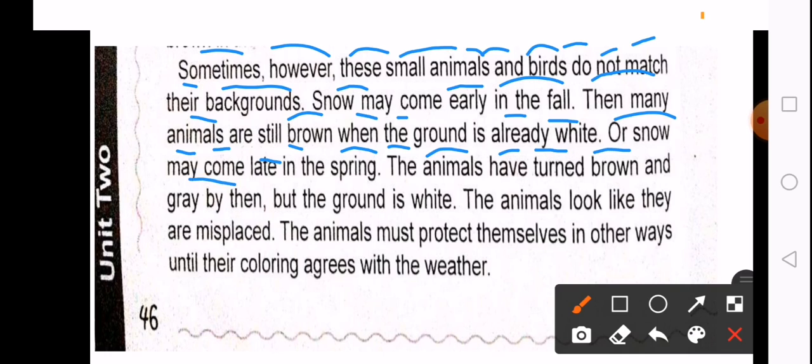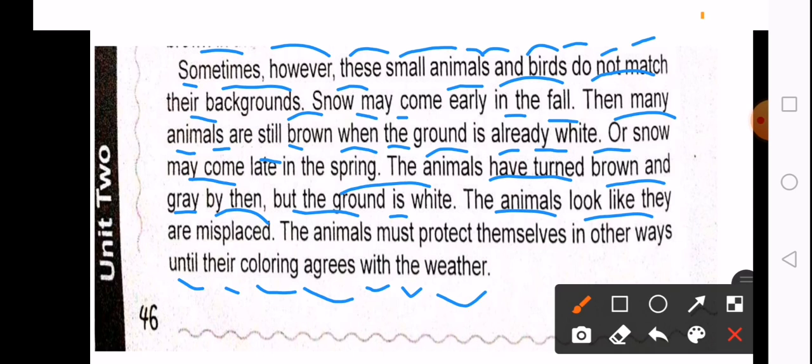And gray by then, but the ground is white. The animals look like they are misplaced. What is the meaning of misplaced? I told you, misplaced means doesn't fit, okay? The animals must protect themselves. Why do you think like that? That the animal likes to become the same color as the surrounding? Because they must protect themselves in other ways until their coloring agrees with the weather.